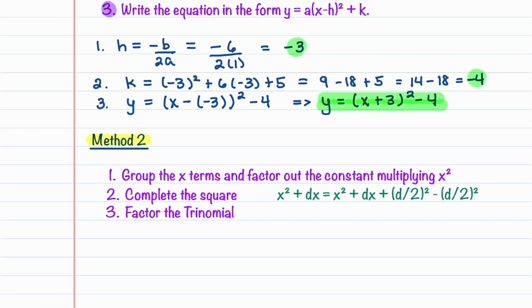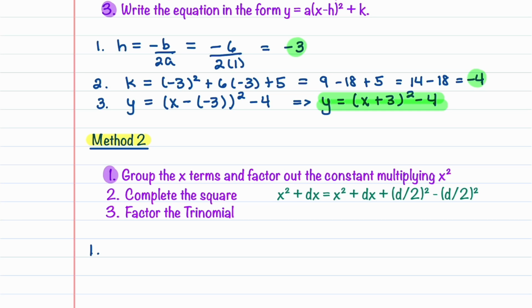Let's now convert to vertex form using our second method. This method involves completing the square. We're going to go through this step by step. Our first step is to group the x terms and factor out the constant multiplying x squared.